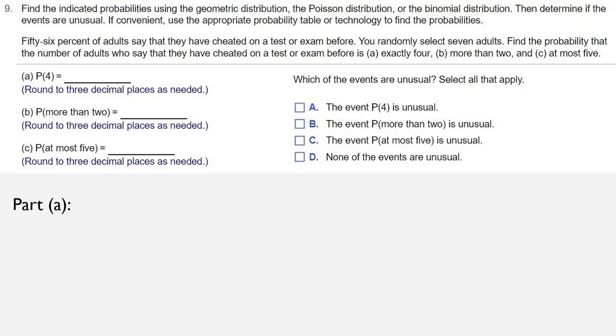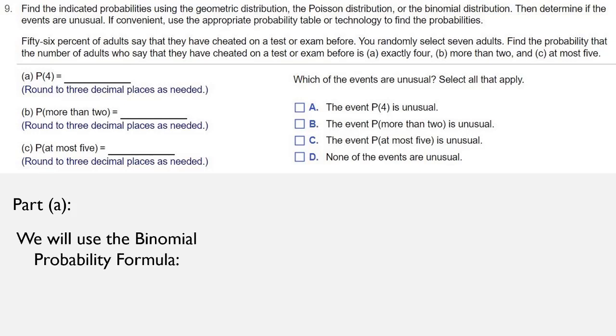So the first thing we have to do is decide which distribution to use, geometric, Poisson, or binomial. Well, here, there's 2 choices. The person either says they cheated on the exam or they don't. So that makes this binomial. We're going to use the binomial probability formula.